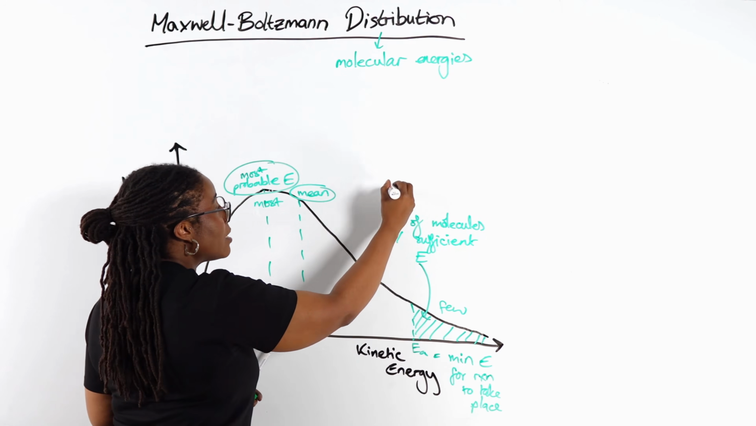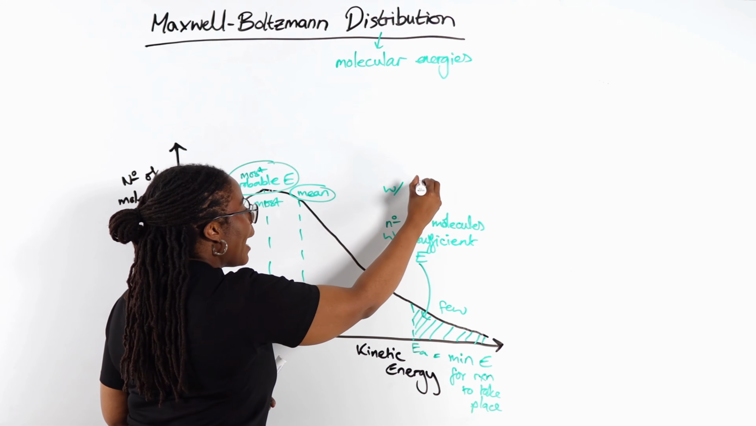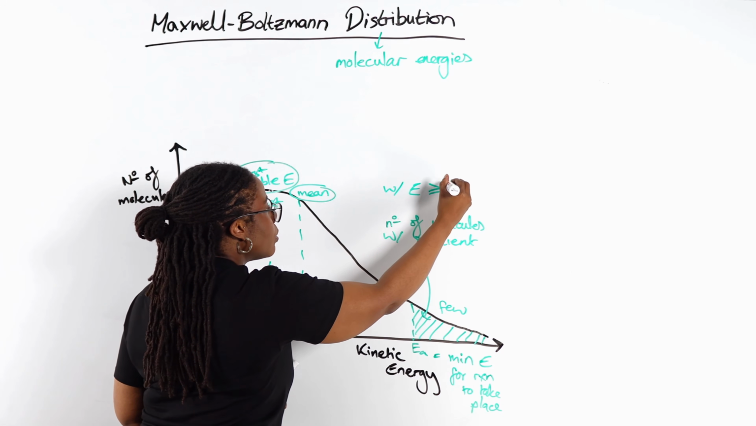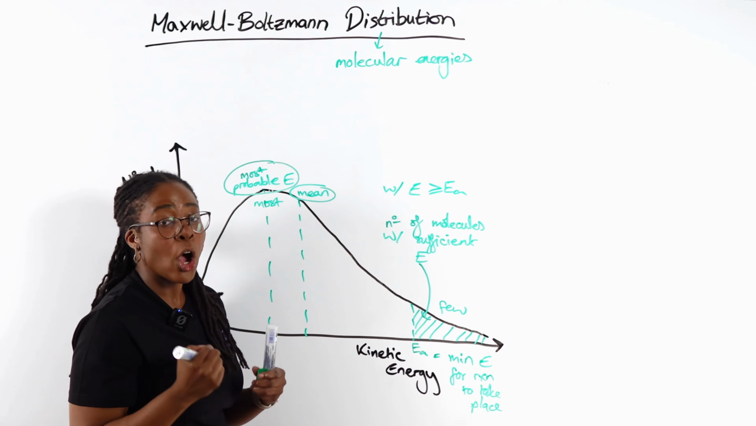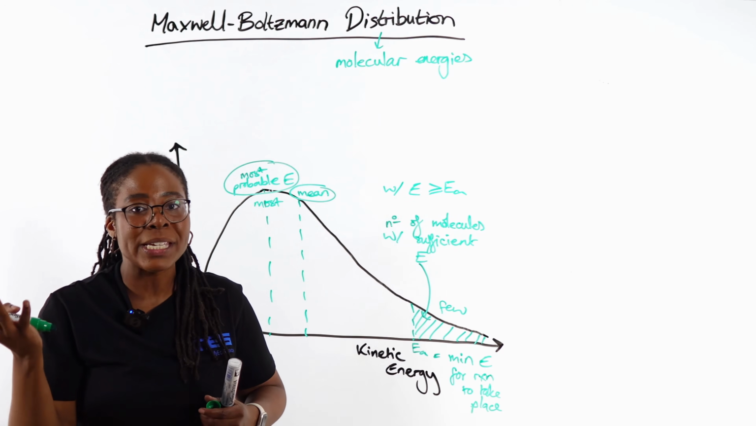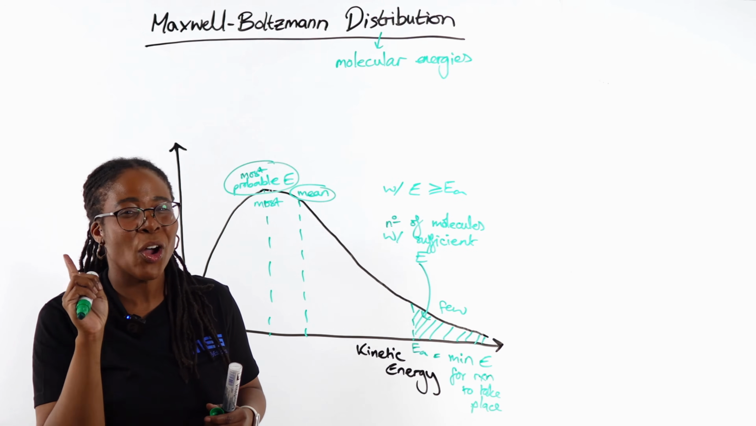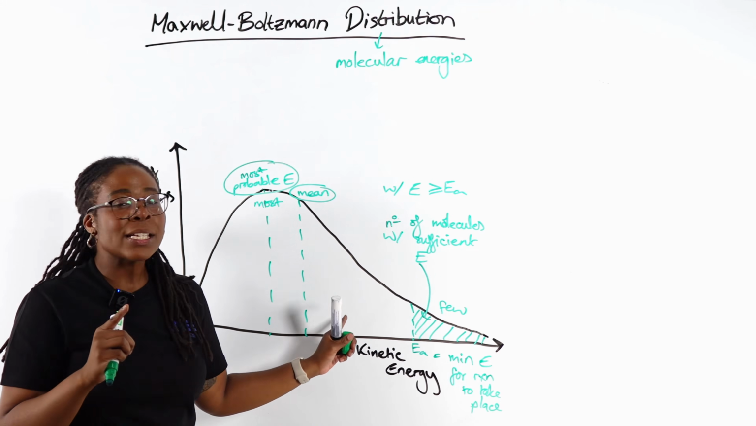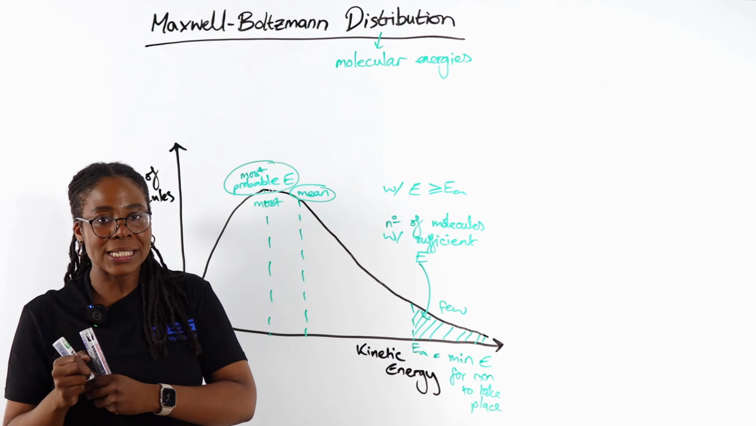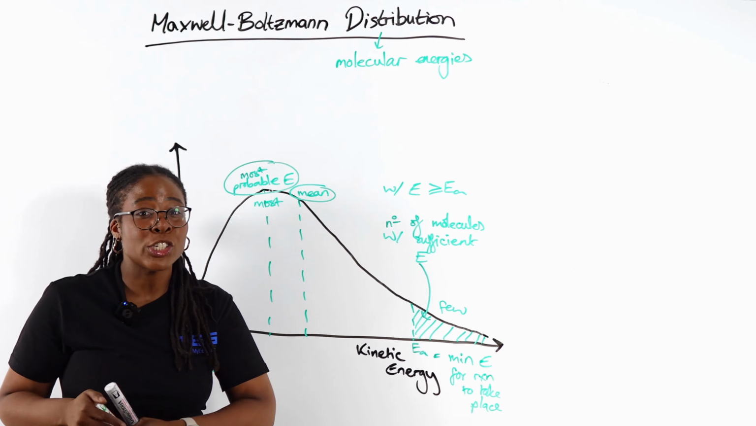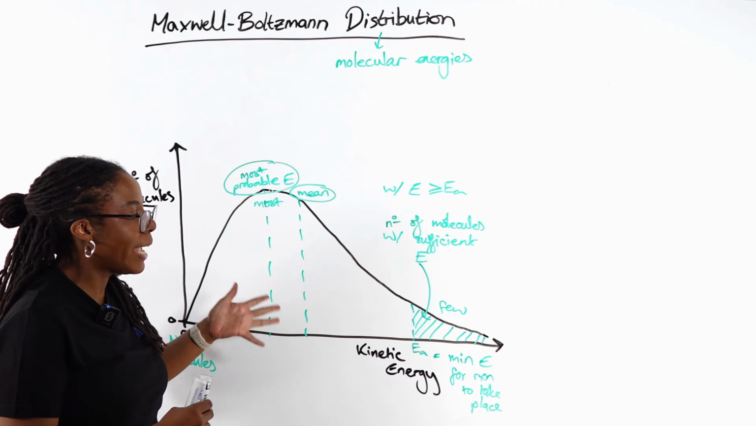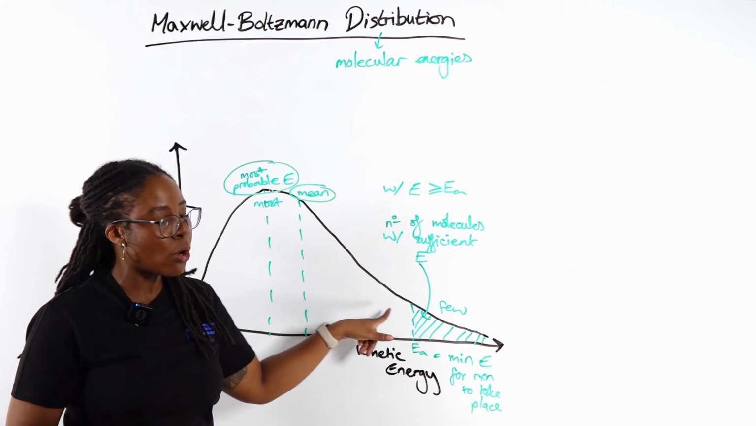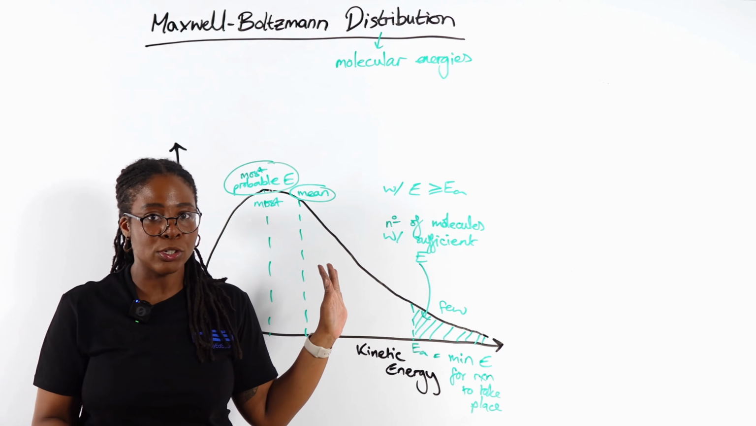So we say that these are molecules with energy greater than or equal to the activation energy. Only these collisions will be successful. And I'll say it again, only these collisions could be successful. So this can now help us to explain how adding a catalyst or changing the temperature can affect the rate of a chemical reaction, and how we can show this on a Maxwell-Boltzmann distribution curve.